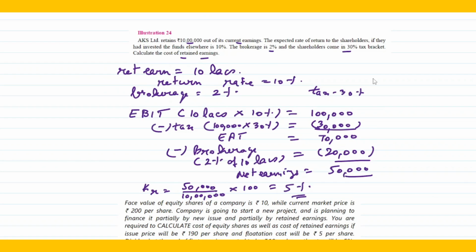On that you are supposed to deduct what? You are supposed to deduct the tax that is to be paid by the shareholders. So you subtract 30% on it, you get 70,000, and then you subtract the brokerage. Now please remember, the brokerage amount is 2%. 2% of what? The total capital, that is 10 lakhs, and not 1 lakh. So subtracting 2% of 10 lakhs, you get 20,000, and the net earnings is 50,000. Hence your KR, or the cost of retained earnings, should be 50,000 divided by total capital, that is 10 lakhs, which is equal to 5%, right?